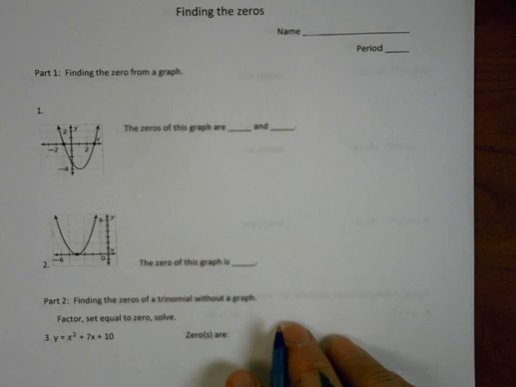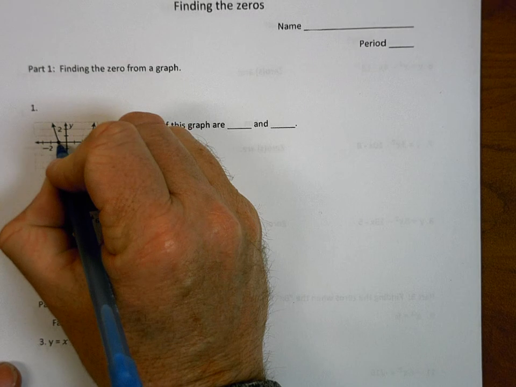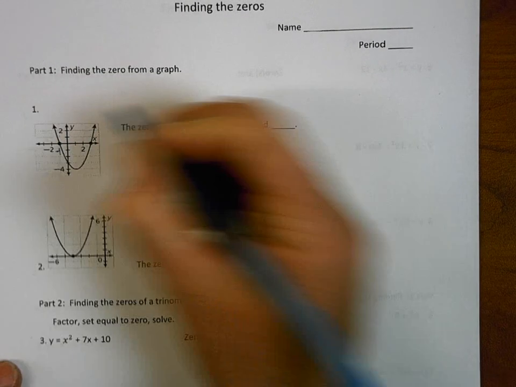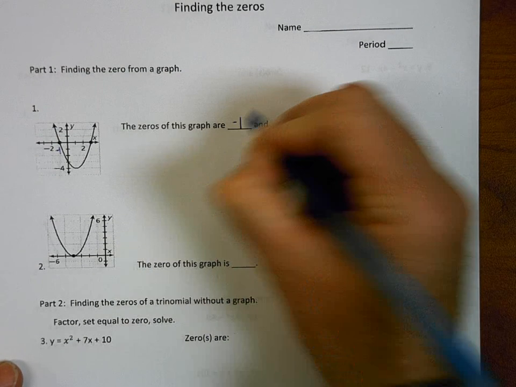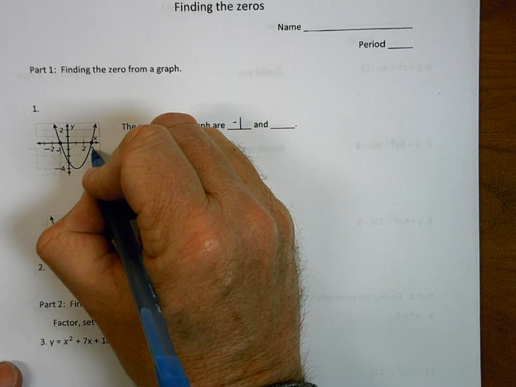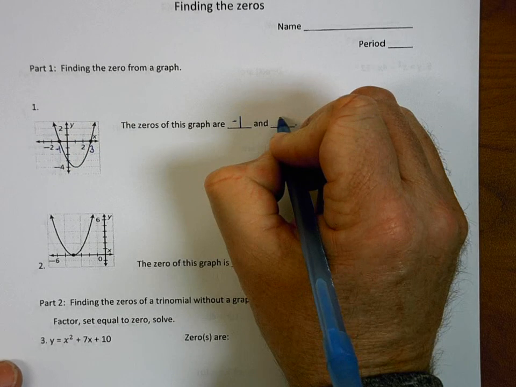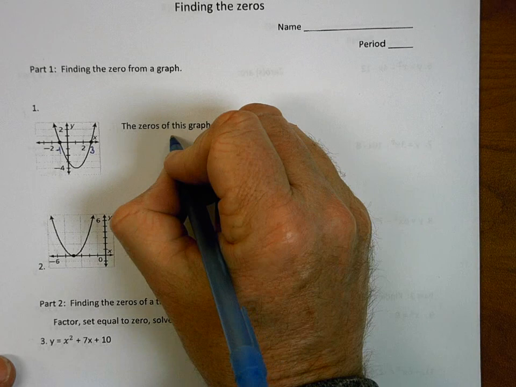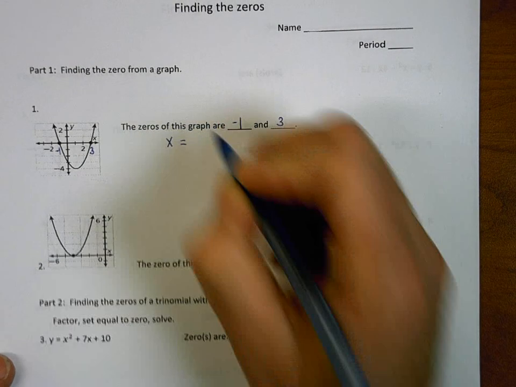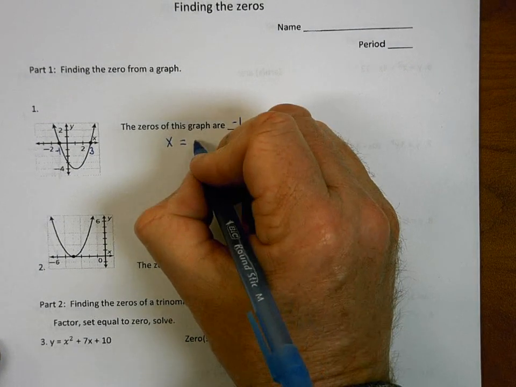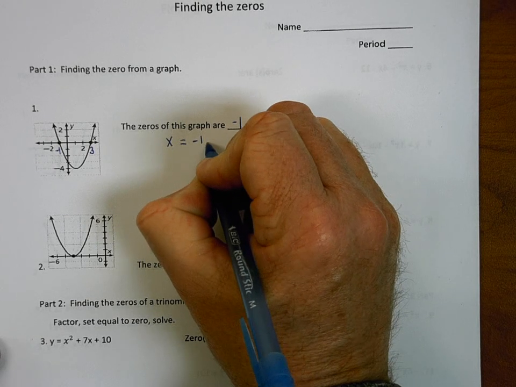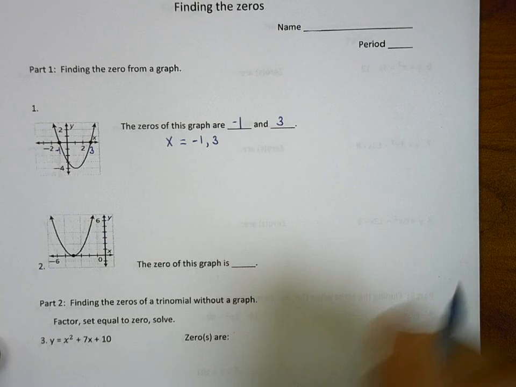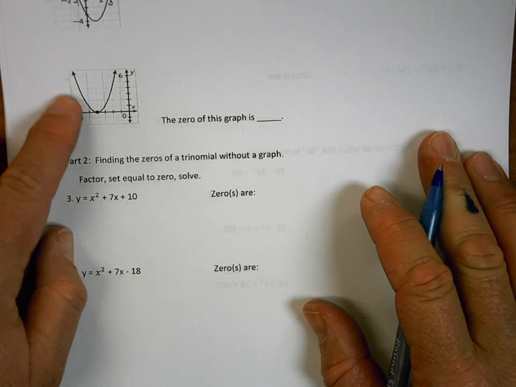Okay, so in this very first one, you can see that we have a graph. It intercepts the x-axis at -1, so that's one of my zeros, and it also intercepts the x-axis at +3. So my zeros in this graph would be -1 and 3. The way that we like to see you write that would be like this: x is equal to -1, comma 3.